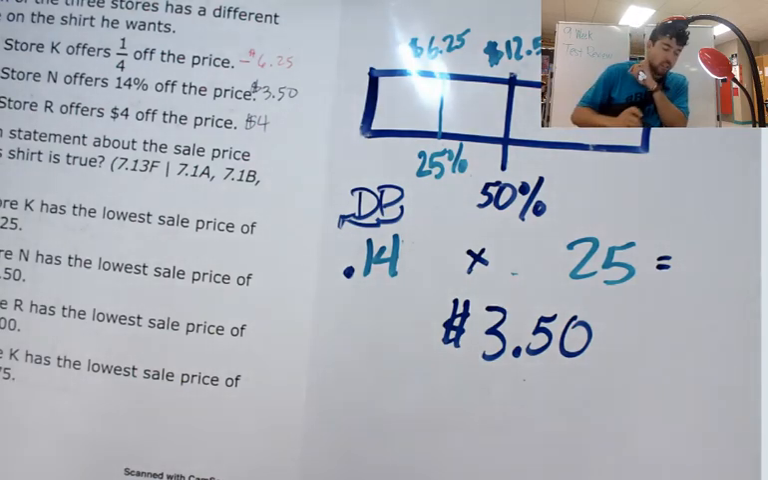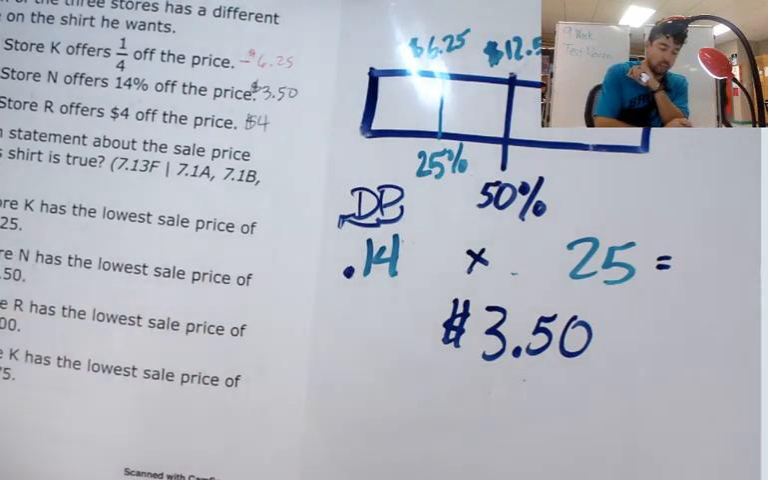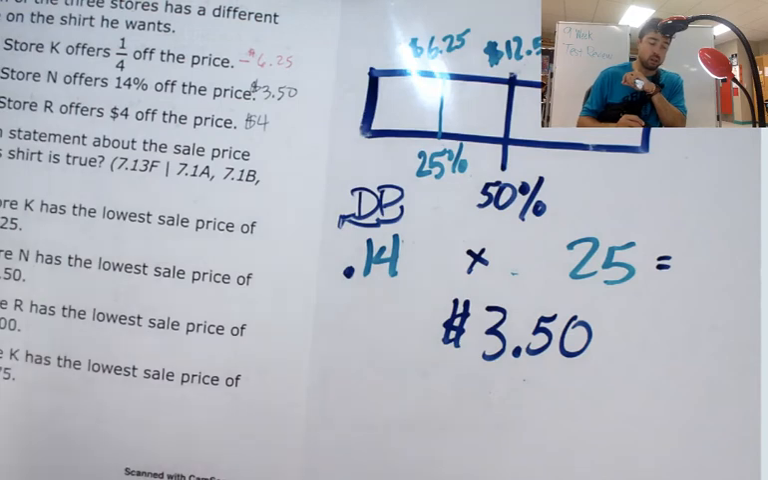Now, store K has the lowest sale price of $6.25. Is that true? I don't know. Let's come back to it. We'll circle it for now. Store N. So first of all, is store K, is the sale price $6.25? Is that how much they're selling the shirt for? No. They try to trick you there, because the shirt is $6.25 off. It's not being sold for $6.25.